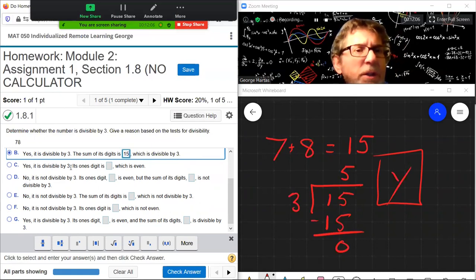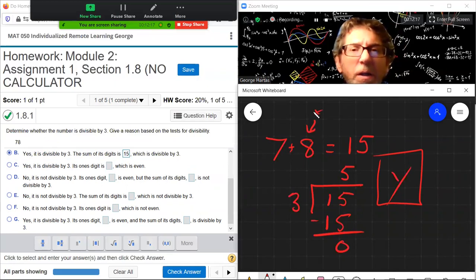Yes, it is divisible by 3. It says its ones digit, which is this thing, right? This is the ones digit right here. Its ones digit is 8 and is even. Did the rules say anything about the ones digit? No, not for the number 3. For other numbers, it might matter, but not for the number 3.